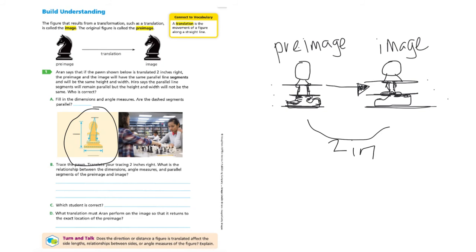And then in D, what translation must Aaron perform on the image so that it returns to the exact location of the pre-image? So they're saying that he translated it 2 inches to the right. So what does he need to do to go exactly back to where it started? So think about that one and answer that. So let's move on to the next section.